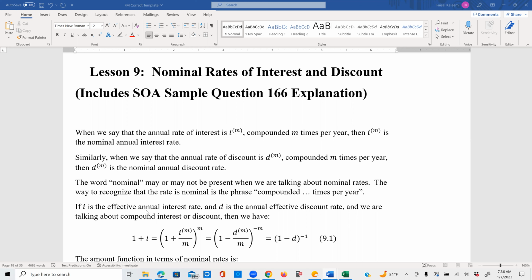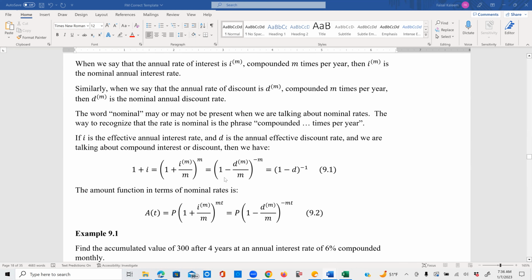So the way to recognize that the rate is nominal is to look for the phrase compounded this many times per year. So whether the word nominal is present or not, if it says compounded this many times per year, then that is nominal. Now, if i is the effective annual interest rate and d is the annual effective discount rate, and we are talking about compound interest or discount, then we have these conversion formulas.